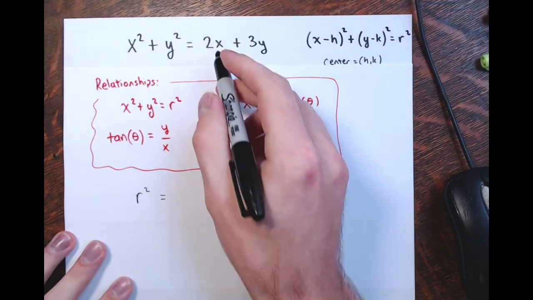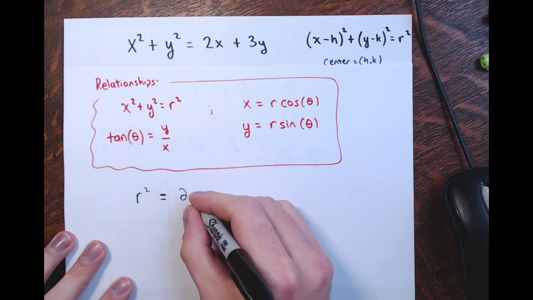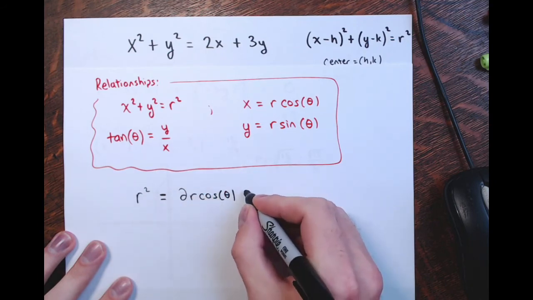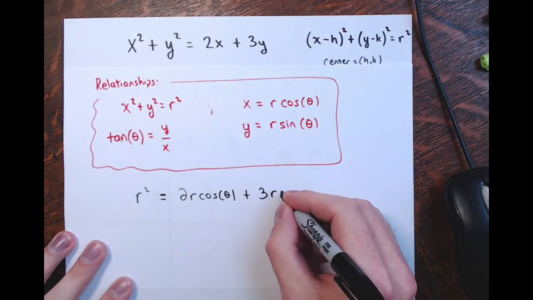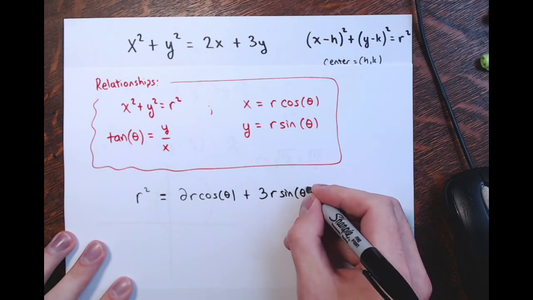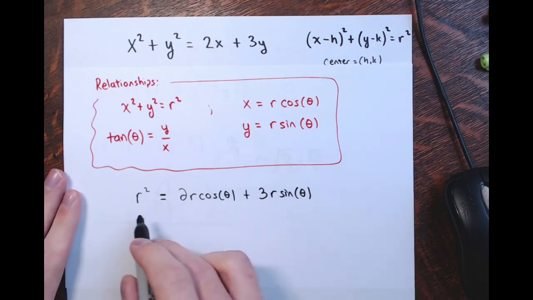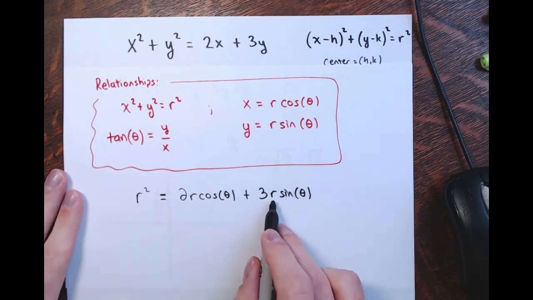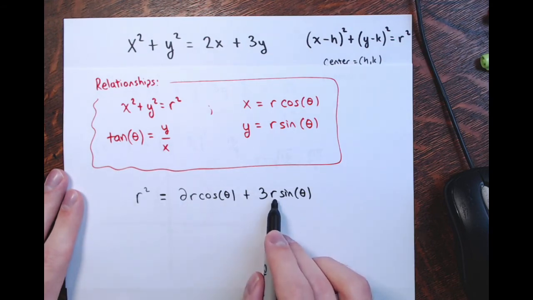And then 2 times x, that's 2 times r cosine theta, plus 3 times y is 3 times r sine theta. And we're really not going to focus on that too much. Notice that every single one of these terms has an r in it. r squared, r to the first, r to the first.